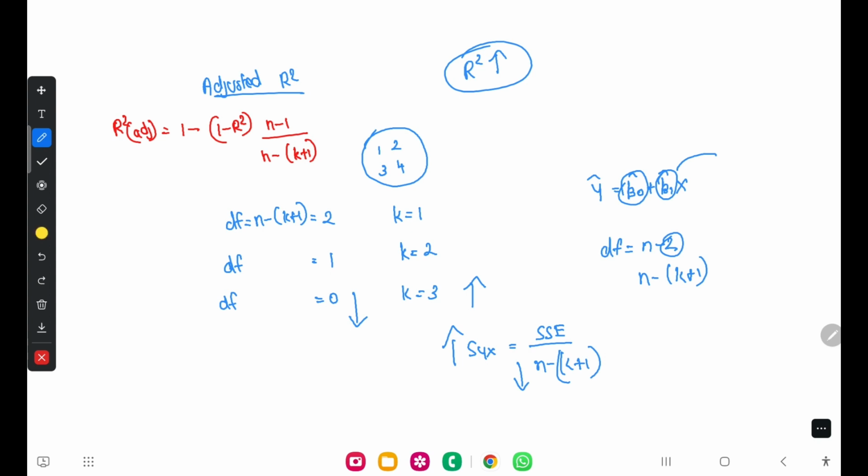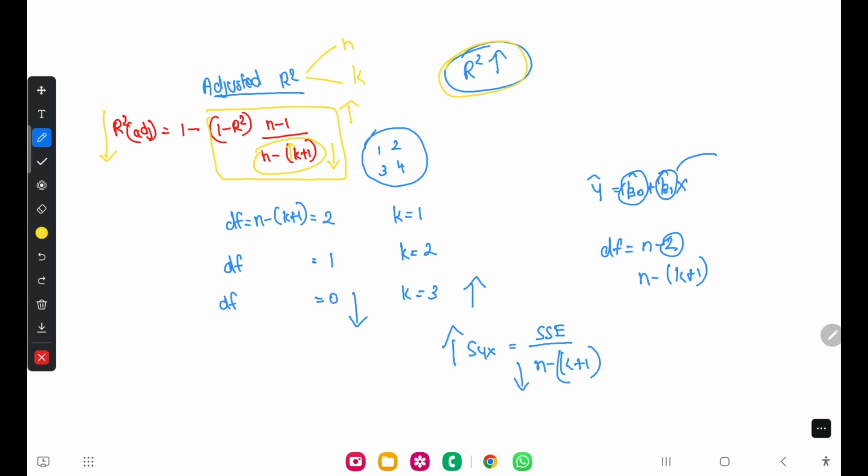Over here, when you increase the number of k's, the independent variables, what will happen to your degrees of freedom? It's going to go down. So when that goes down, this entire thing is going to increase. So if you subtract this entire thing from 1, R square is going to go down. So actually, adjusted R square penalizes the R square for adding more irrelevant independent variables for limited data. So it considers both the sample size n and the number of independent variables k.